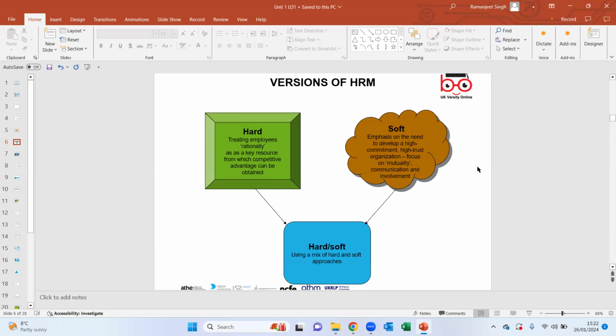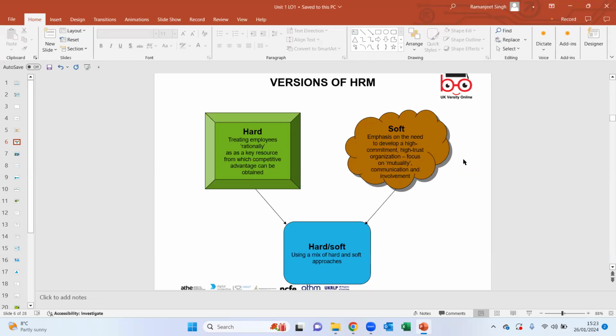So now there are different versions of HRM as well. HR is usually divided into hard HR and soft HR. These are the two main components. After this slide, there are a few HR models that I'm going to talk about, essentially on how to run an organization. After explaining the entire model, I will ask for your suggestion on whether you think that model was a soft HRM approach or a hard HRM approach. You'll understand when we go through it. But now I'll explain what hard and soft HRM means.